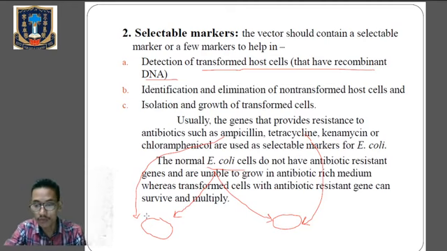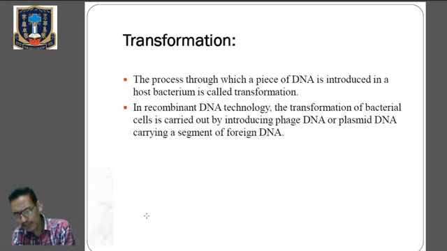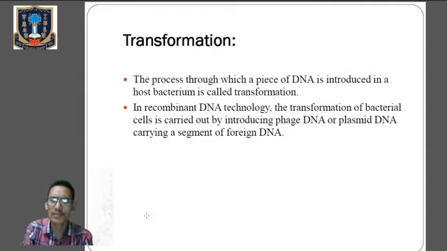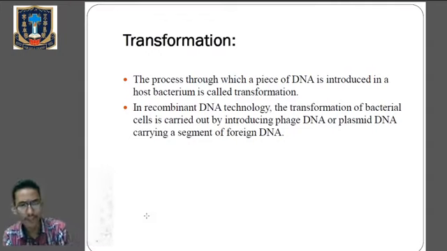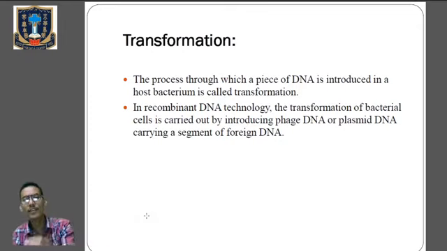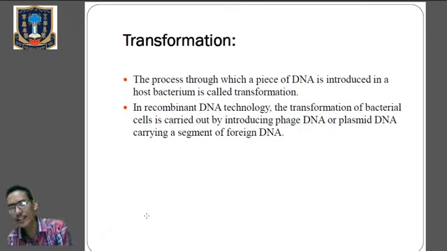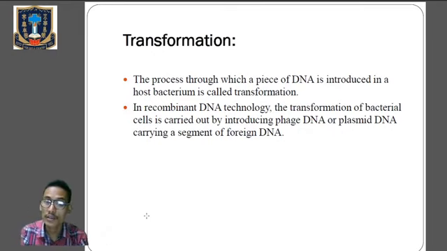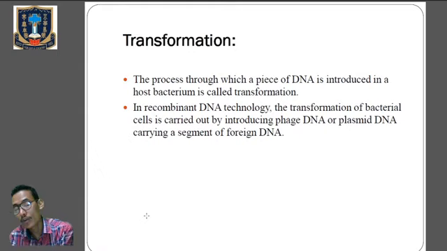Okay, so now we will see in detail. We are talking about transformed cells having recombinant DNA. That particular process is known as transformation. So what is transformation? The process through which a piece of DNA is introduced into a host bacterium is called transformation. So when we put a piece of DNA, the foreign DNA, into the bacterial cell, that is called transformation, and that bacterium will be known as a transformed bacterium because it will contain the recombinant DNA.